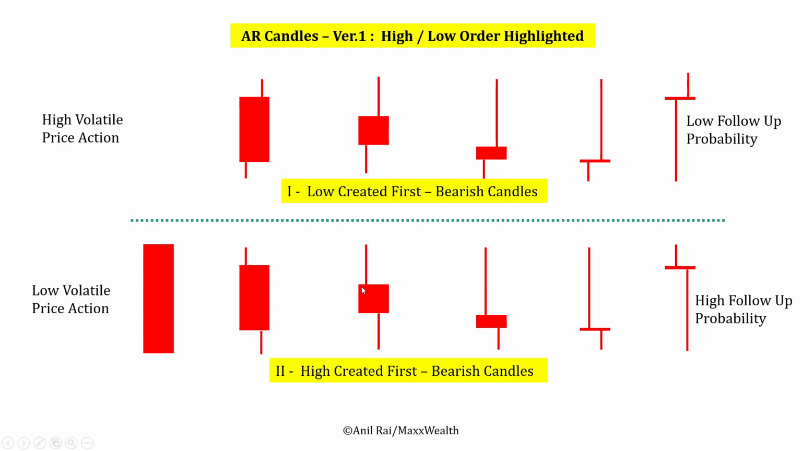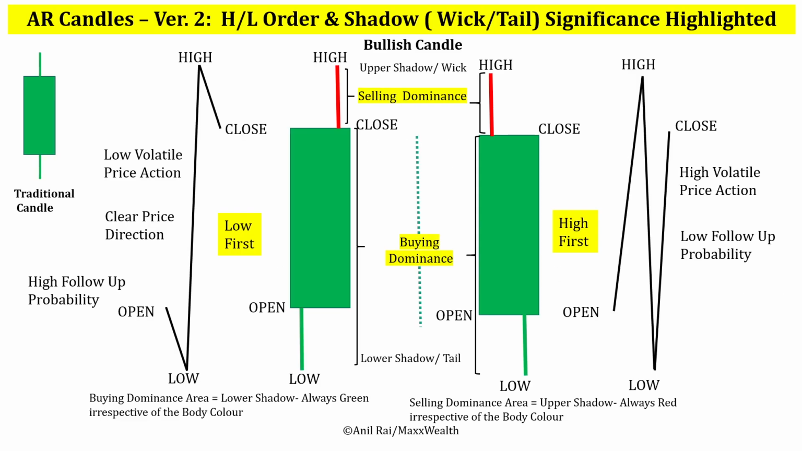In a bearish candle, if the high is made first and the low is made second, it's a simple clear-cut direction. But in a bearish candle, if the low is made first and the high is made later on and then it closes, it's quite a dramatic price movement, or a volatile price movement. There is less probability of follow-up.